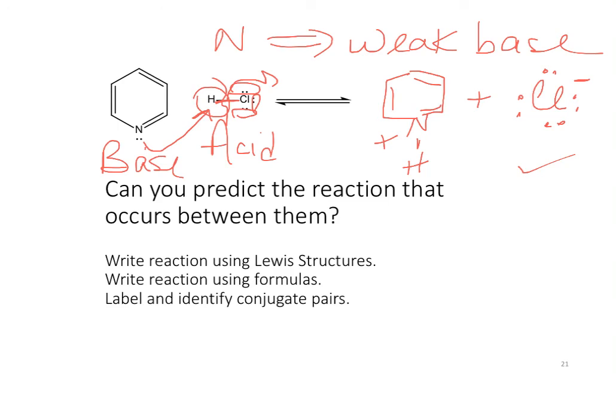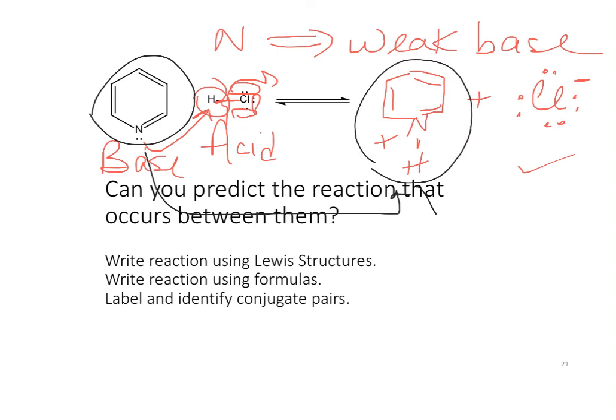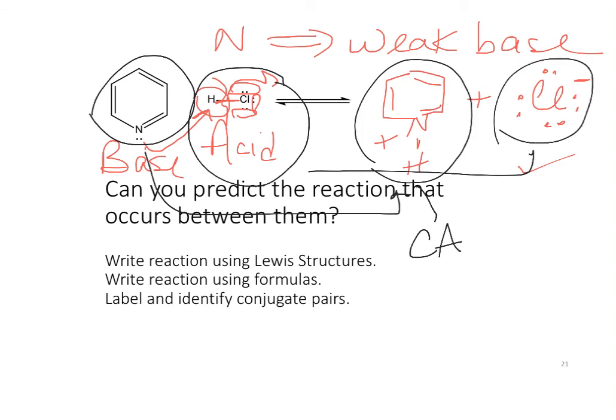Conjugate pairs, let's go ahead and do that real quickly. So let's see, whatever the base becomes, so that'd be this guy, is the conjugate acid, and whatever the acid becomes is the conjugate base. Alrighty, that's it.